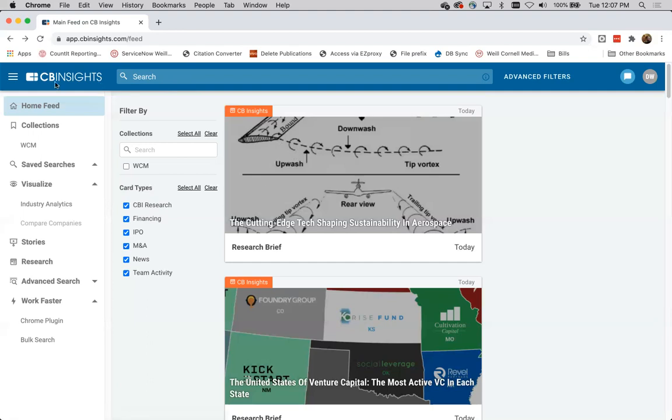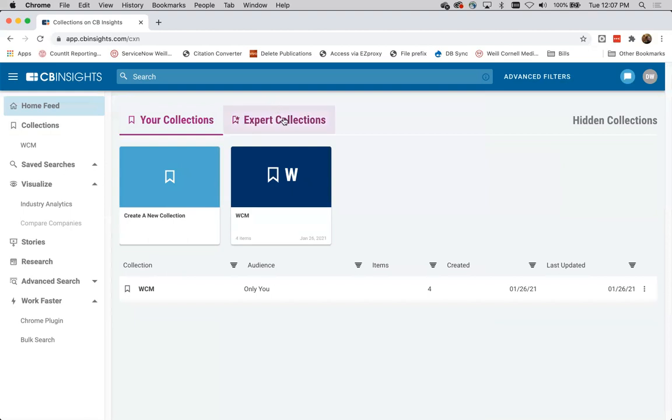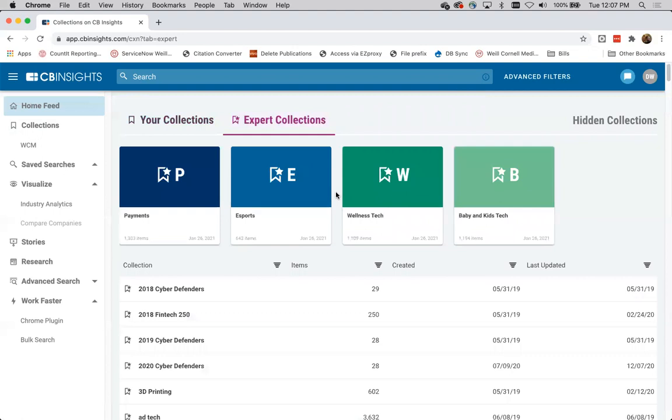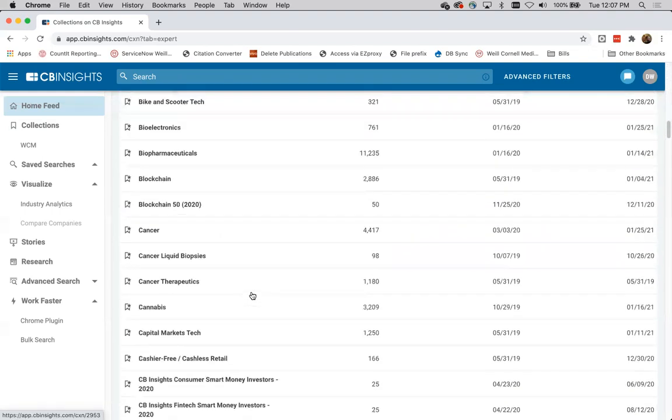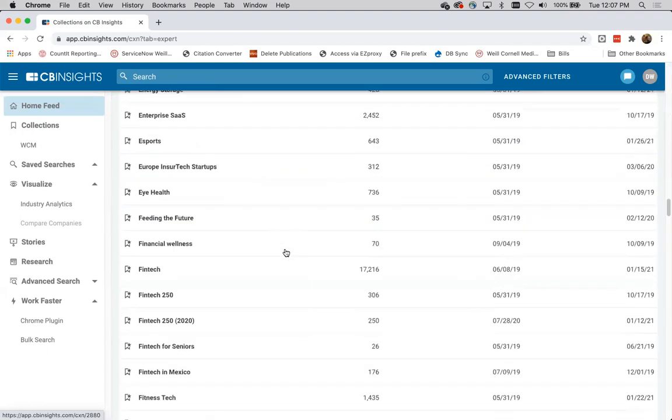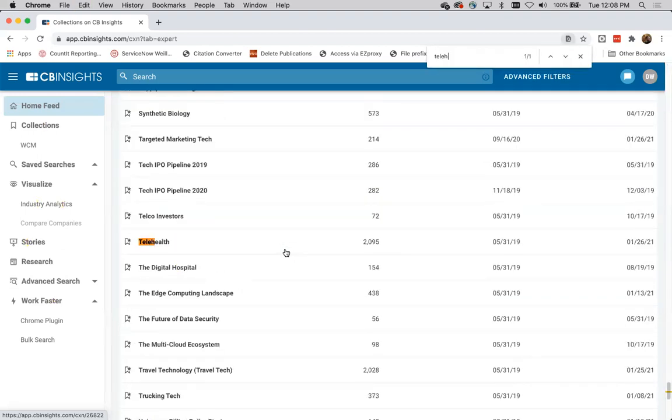So first of all, I'm going to play with these things called collections. I'm going to start with expert collections. The best way to describe this is a curated list of companies that fall into particular disciplines or sectors. So we'll have the most recent updated ones up here, and we have this whole huge list of lists that are maintained by the experts in the company. So I'm going to jump down to telehealth, since that's a very hot area at the moment.